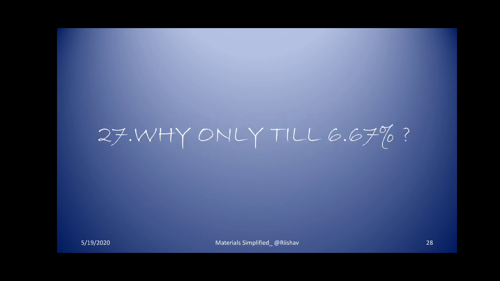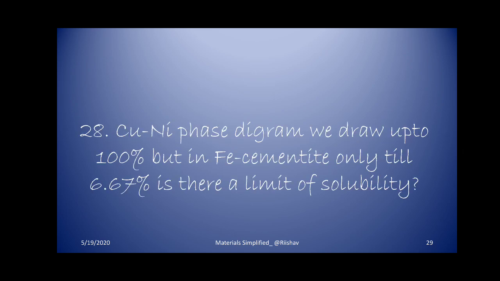Why only till 6.67% do we show on the iron carbon phase diagram? Well, the maximum solid solubility of carbon in iron is only 6.67%, so we show up to 6.67% only. Simple. Moving on.